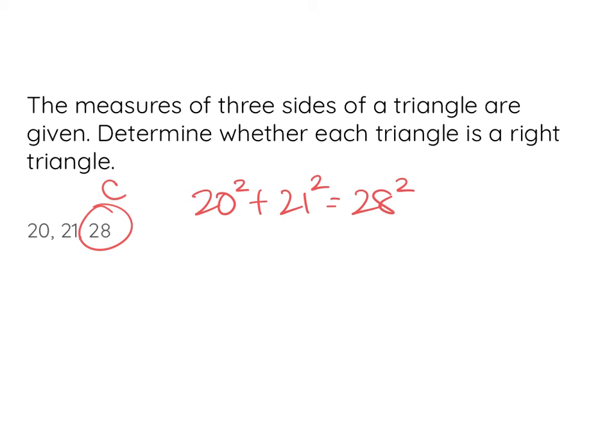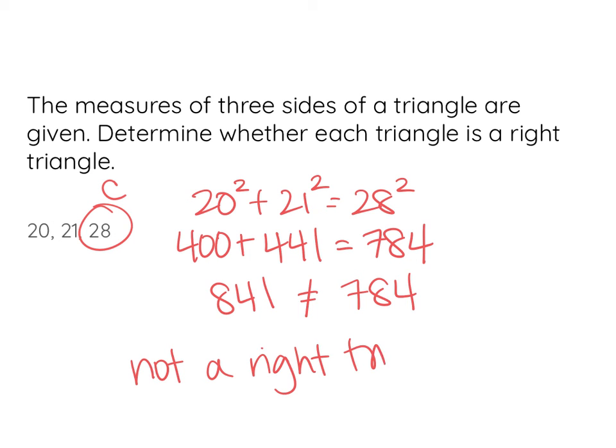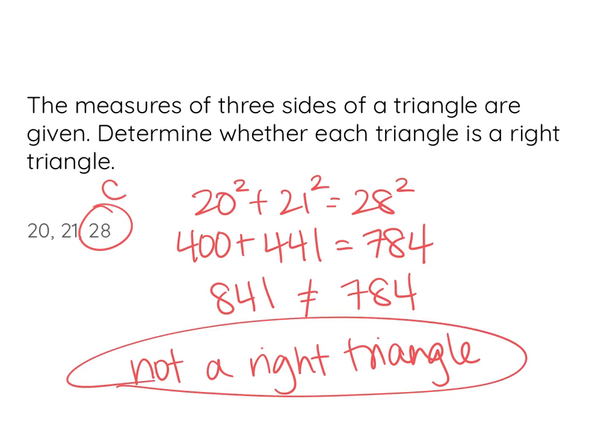So 20 squared is 400. 21 squared is 441. 28 squared is 784. So this is 841, and that does not equal 784. So this is not a right triangle. So that would be my answer. This up here is the work that proves that answer.